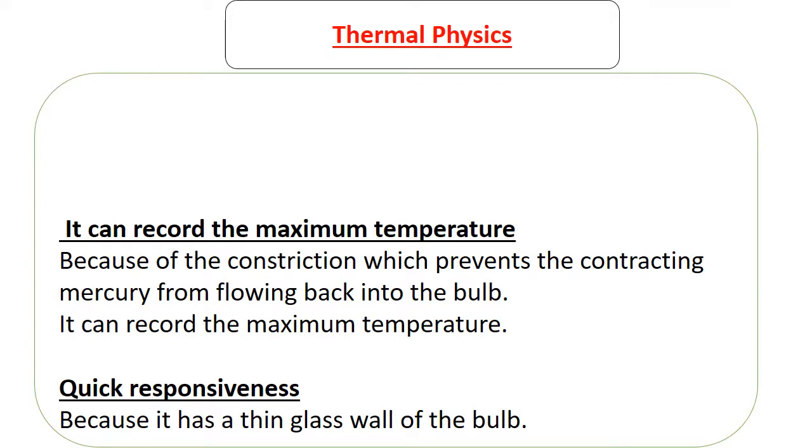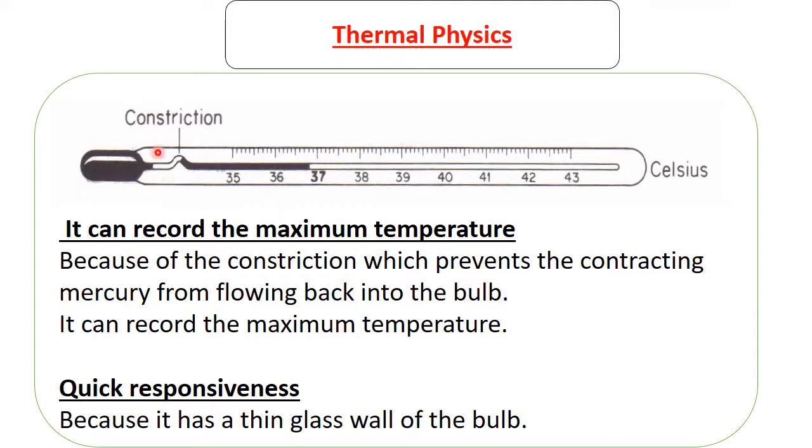Why? Because it has a thin glass wall of the bulb. So the glass wall on the bulb is very thin. So any temperature change is going to penetrate the glass wall, and it will be detected by the mercury, and the mercury is going to expand. So that's what it means to have a quick responsiveness.